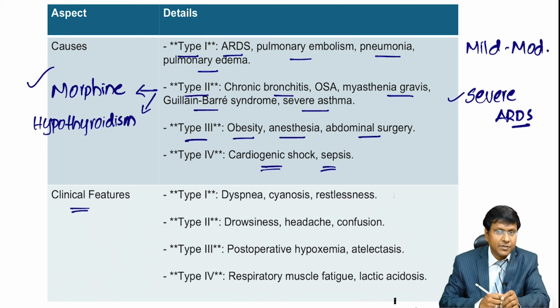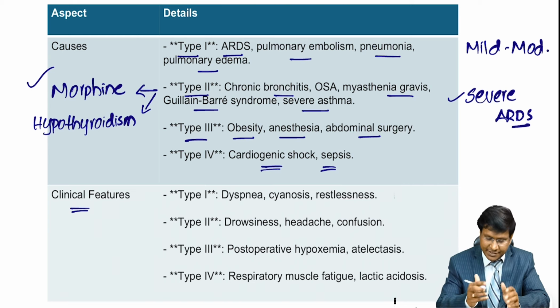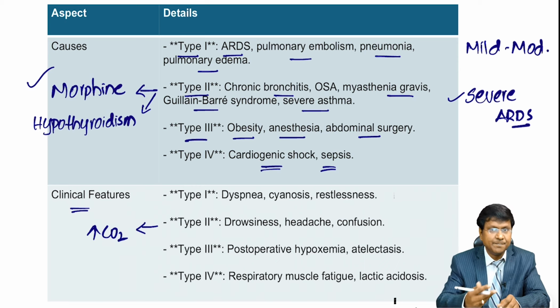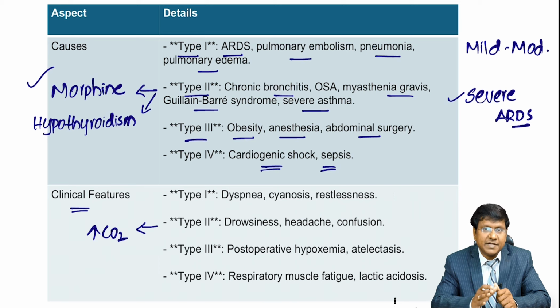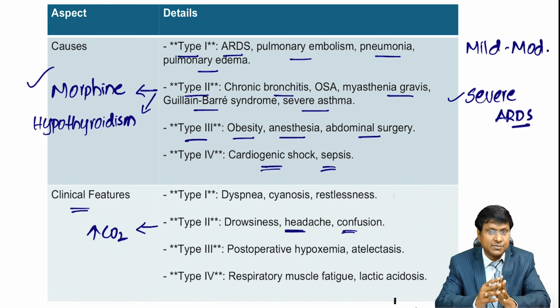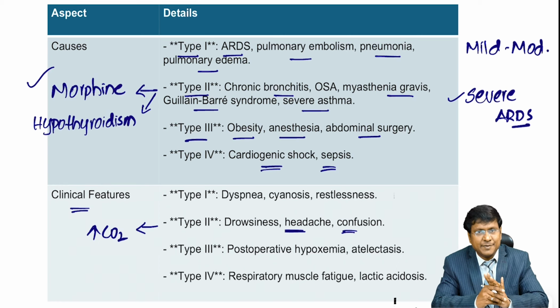Then coming to the clinical features, in all these individuals, the common clinical feature will be dyspnea, because of the hypoxia. Whereas in type 2 respiratory failure, there is hypercapnia. Because of the hypercapnia, these patients will have central nervous system manifestations in the form of headache, drowsiness, and confusion. This headache, drowsiness, and confusion is mainly observed wherever there is hypercapnia, and that is commonly observed in type 2 respiratory failure.